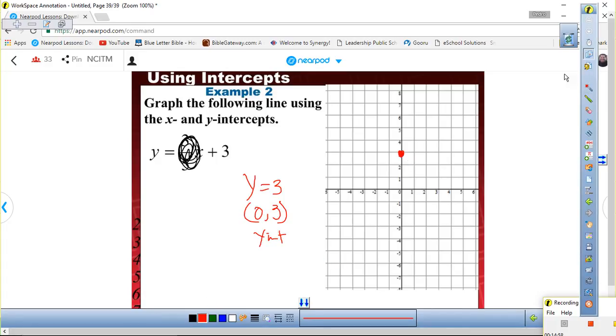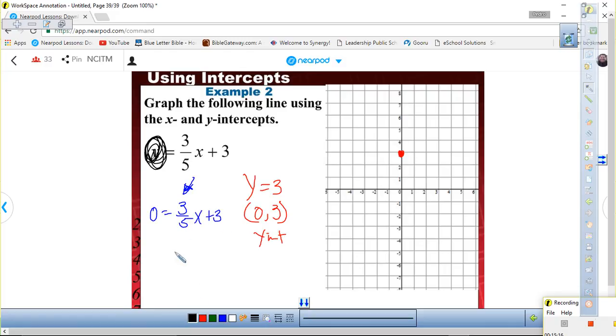All right. And now I cover up the what? The y. If I cover up the y, that means there's nothing there. Is that correct? If there's nothing there, then this becomes 0 equals 3/5 x plus 3. Does that look familiar? Yeah, we can solve that. So where do I start? Subtract 3 from each side. We're left with -3 equals 3/5 x.